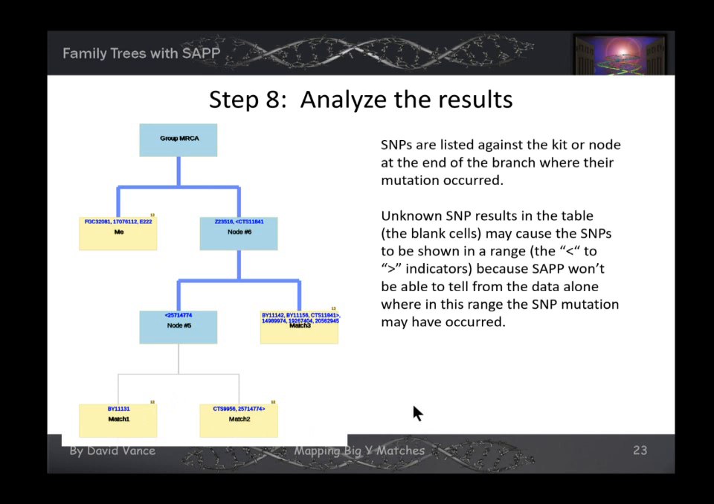So if you remember, we had 3 SNPs that potentially had unknown values in them, and we didn't know if they were going to be shown as ranges or not. Certainly 2 of them have ranges, and the other one was able to be placed based on where the tree is.